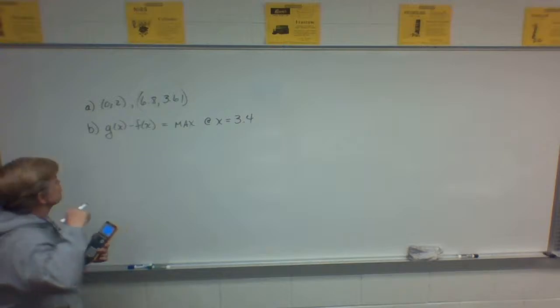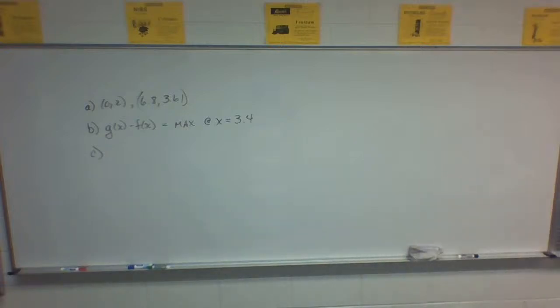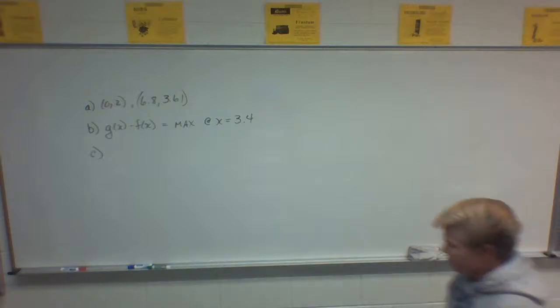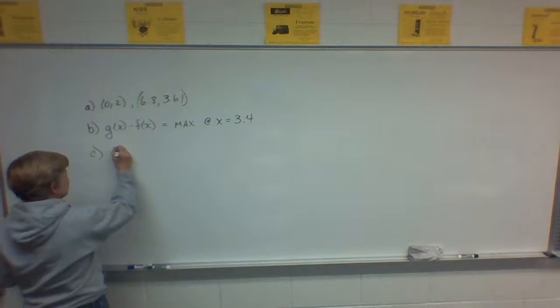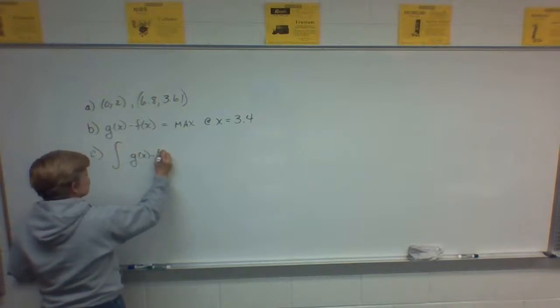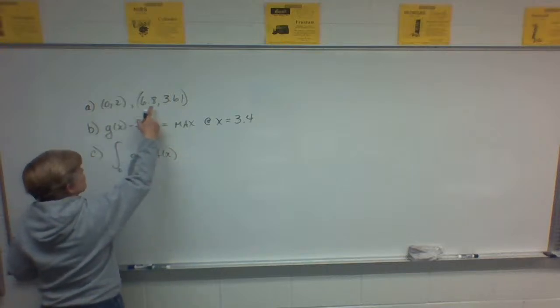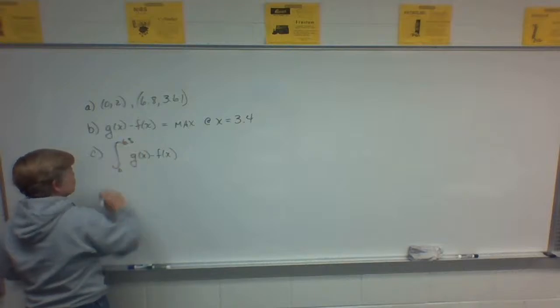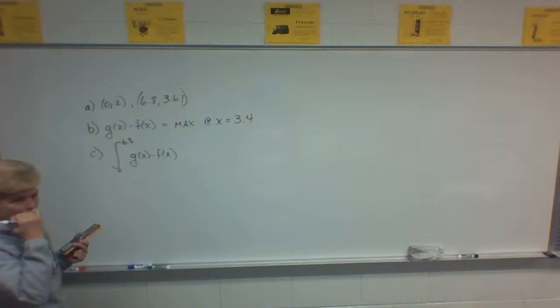Okay, you good? Okay, C part says, find the area of the region enclosed by the two parabolas. The area enclosed is going to be top minus bottom. That will be the integral of g of x minus f of x from 0 to 6.8. You agree? You understand what's going on here? That'll find the area between the two. You good?